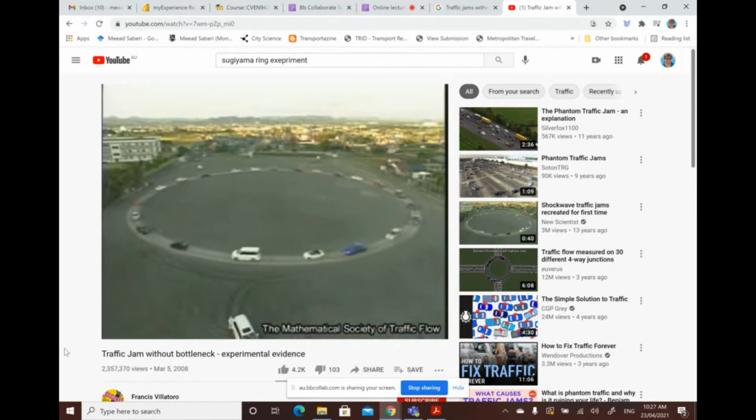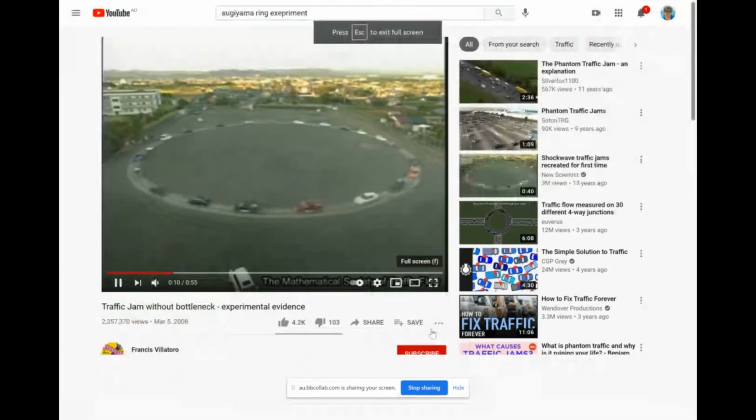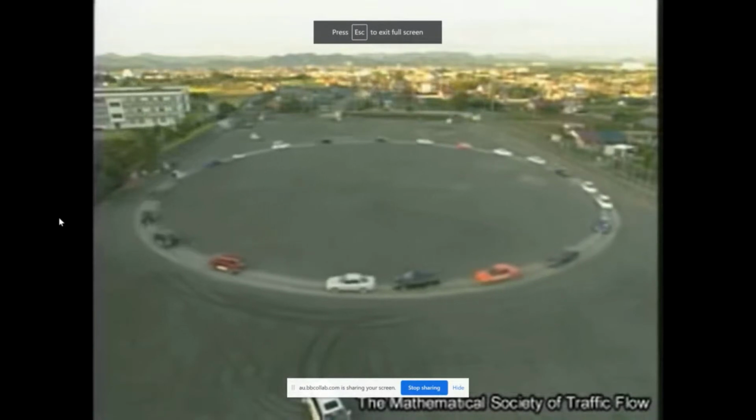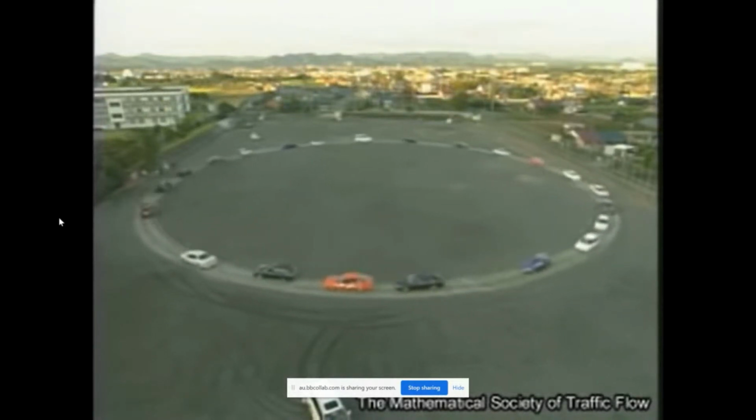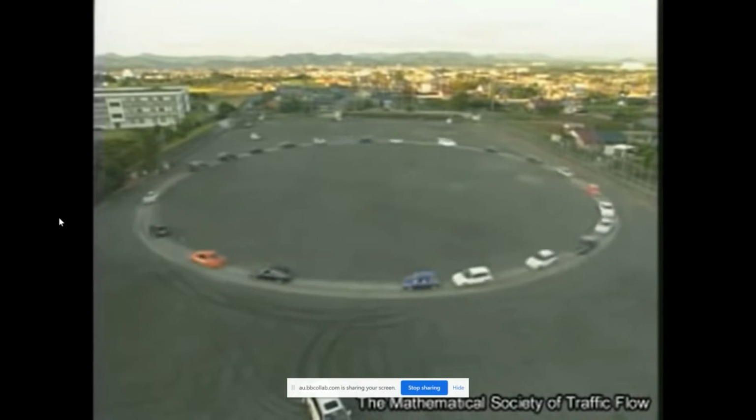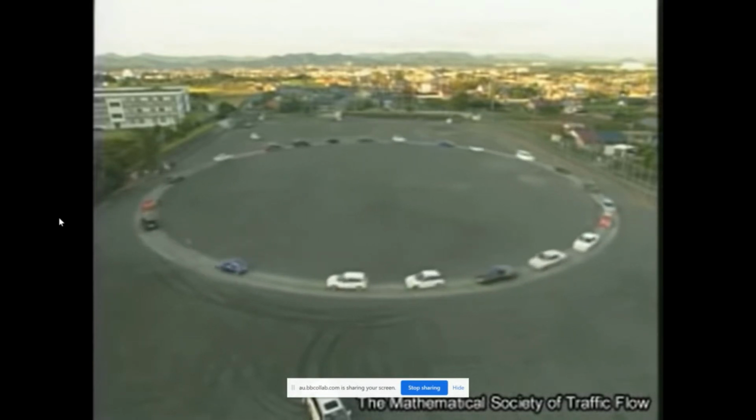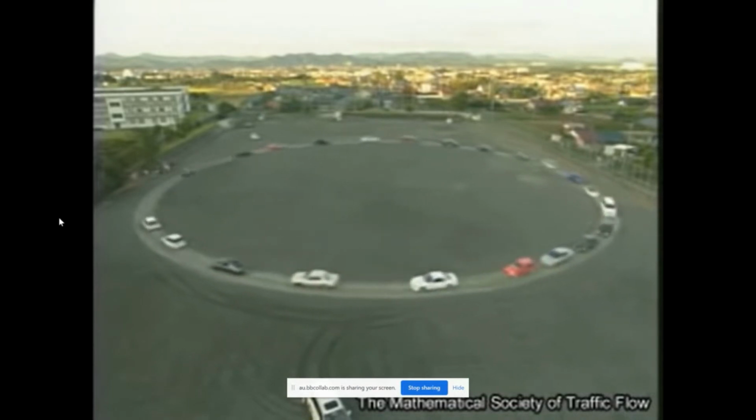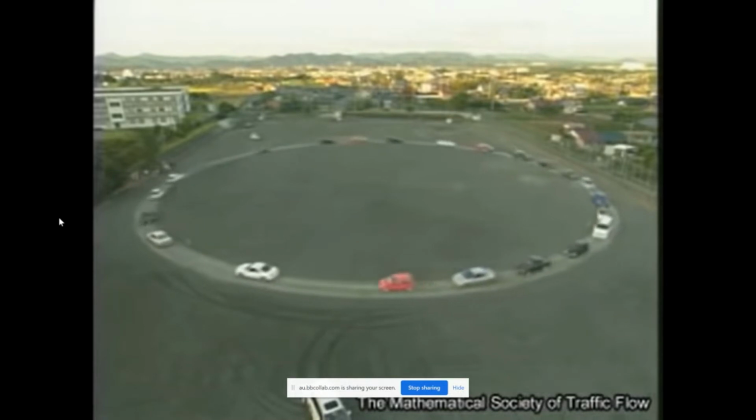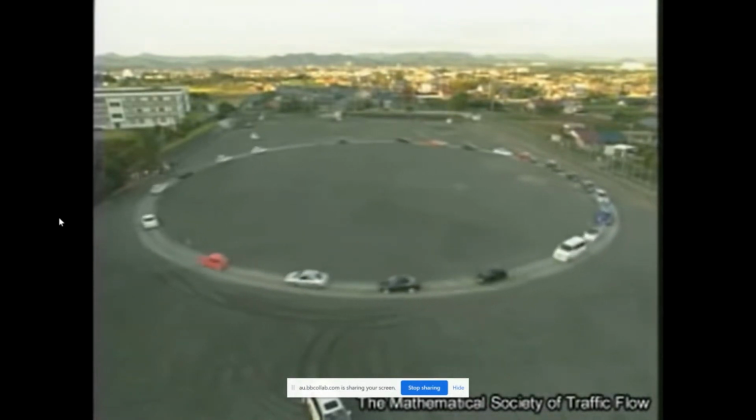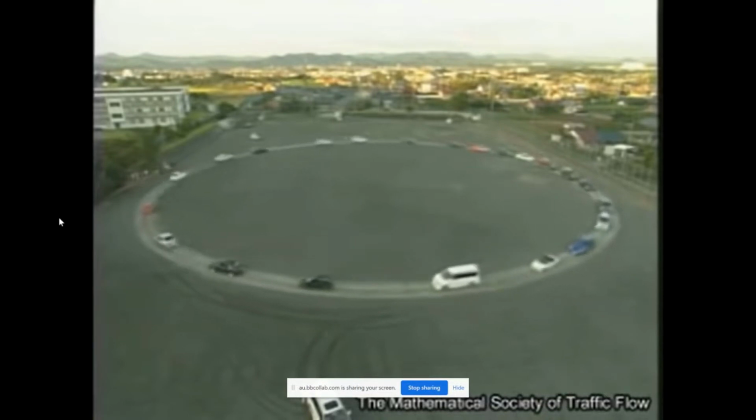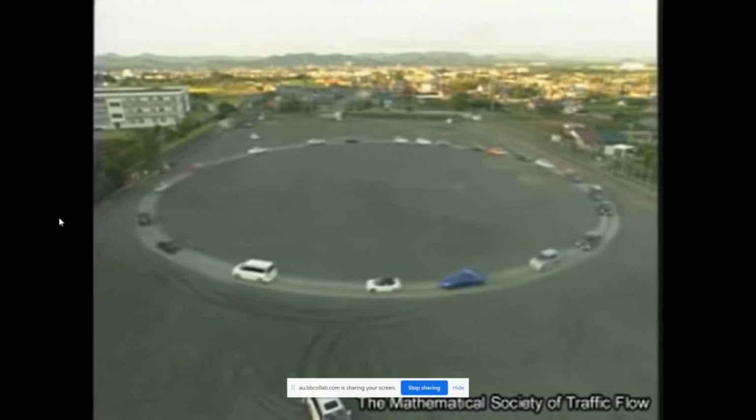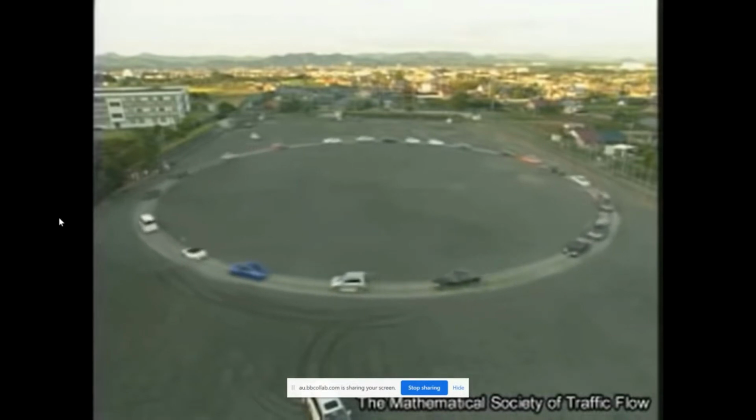So they set up a ring. They had a couple of cars that were instructed to drive on this ring. And as you can see, drivers gradually start, and they were asked to drive at the same speed. But because driver behavior is not perfect, some drivers were going slower, some drivers were going faster, and that over time has led to the creation of stop and go waves, or shock waves, basically. And you'll see the formation of a shock wave here.